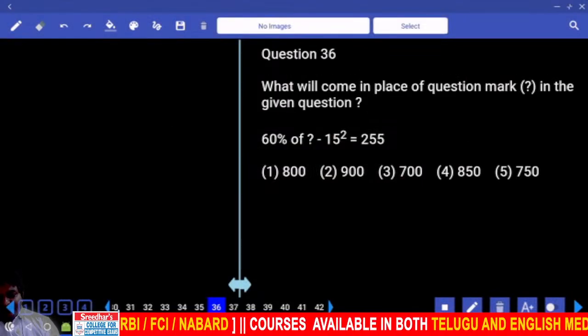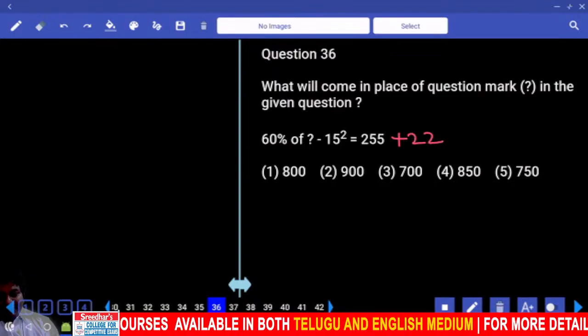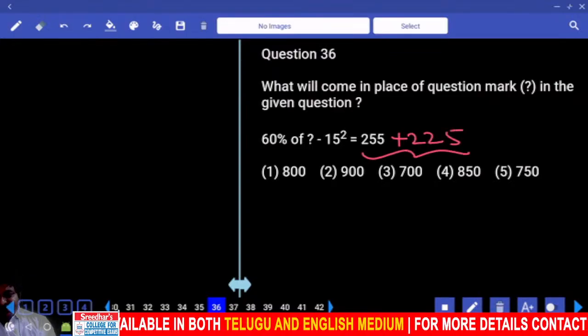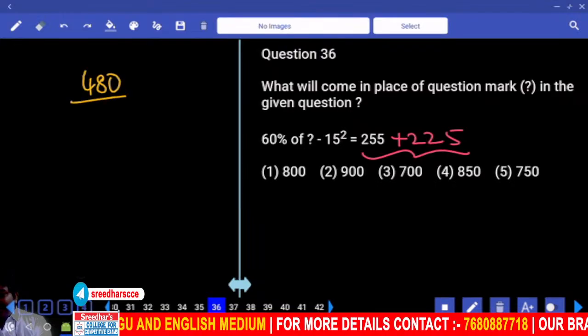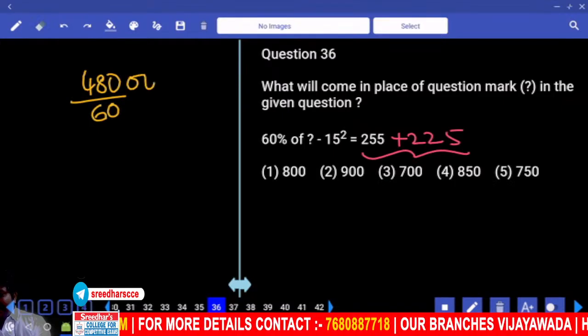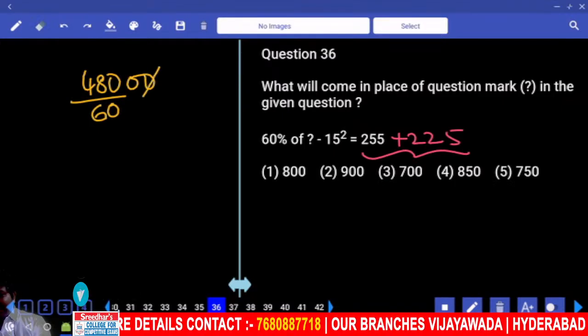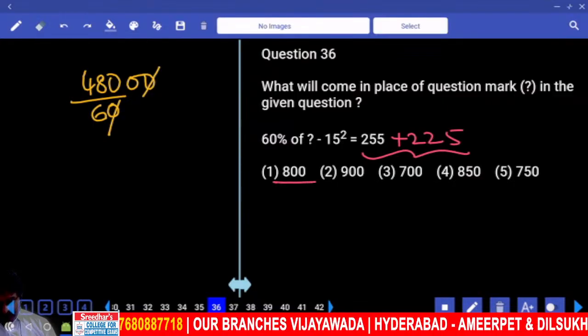Take minus 15 square to the right hand side and it becomes plus 225. What is this number on the right hand side? 480 is equal to 60%. Then 1% value is 480 by 60. 100% will be again 2 zeros. Correct? 0 cancel. 6 how many times? 8 times, 2 zeros.